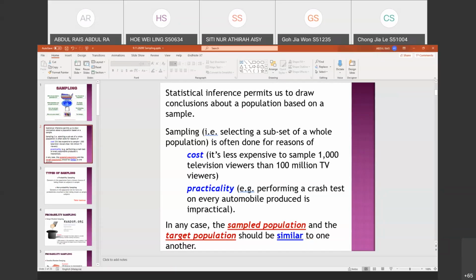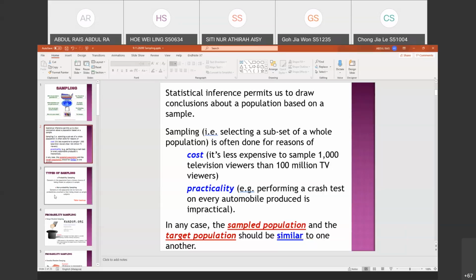So that's why we do the sampling, which is we select a statistically justified amount of population to do our study, whether it be survey or interview or etc., and get a finding that is easily generalizable or at least applicable to a selected population. Okay. In that case, the sample population and the target population should be similar to one another.